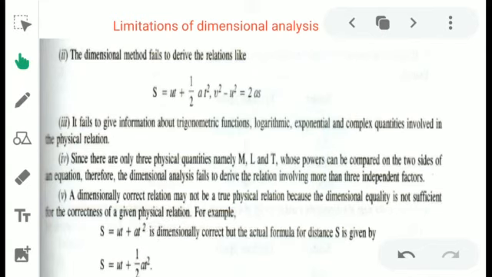So these all are the topics related to dimensions and dimensional analysis. We have to solve more numericals. In the next module, we will discuss a few typical types of numericals.